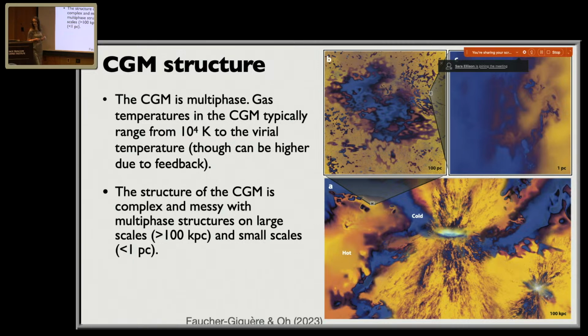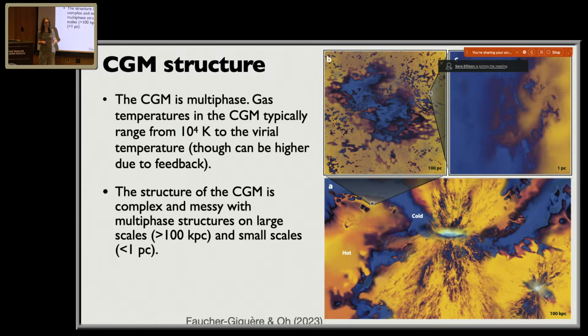So the CGM structure is complex. This is where a lot of CGM research is focusing right now. This is from a review by Fauché-Giguère and O, and it's a cartoon, but it's showing you all of the things I showed you before, like inflows, outflows, but it's making the point that all of this has huge structure.